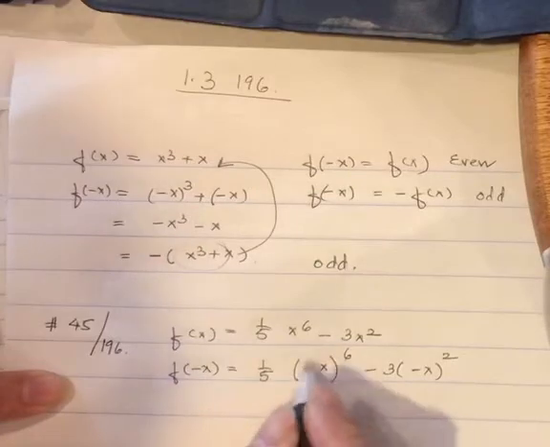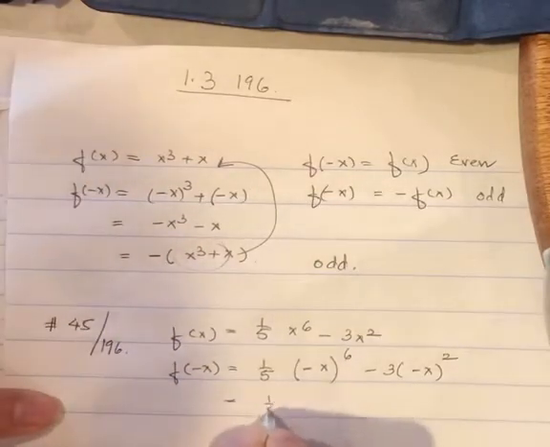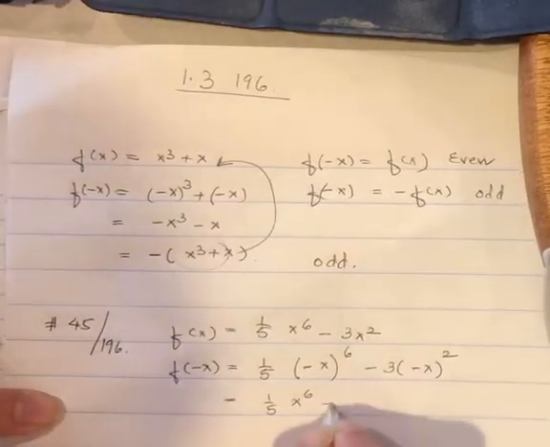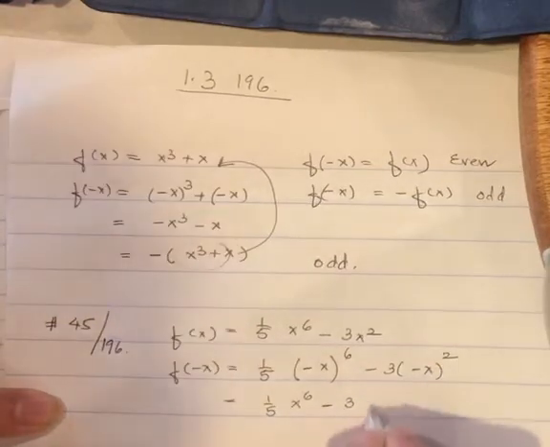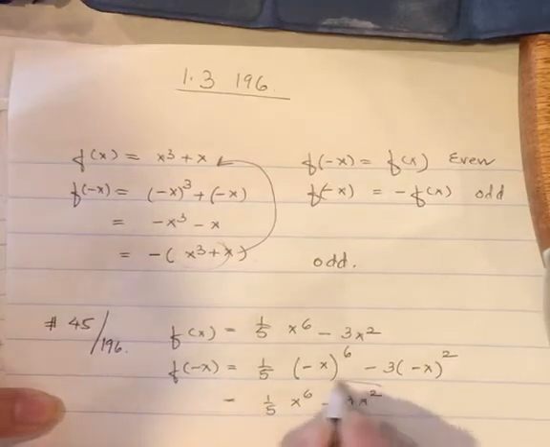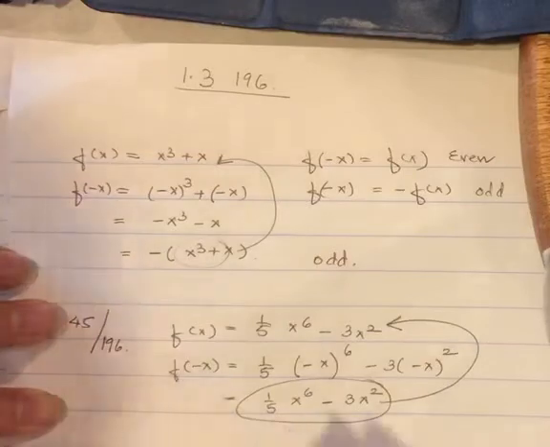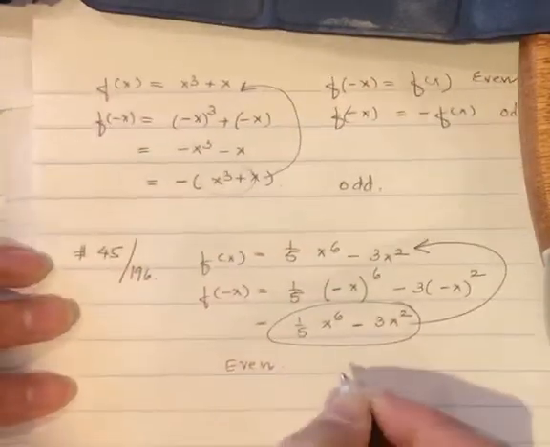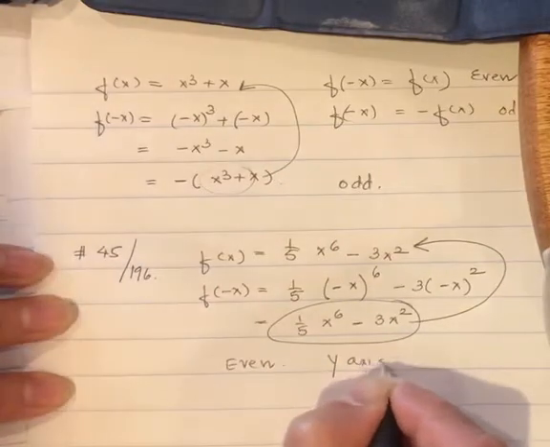Now, an even power of a negative number is always positive. So you end up with x raised to the power of 6, the minus sign stays, 3 and negative, again this is an even power, which becomes x squared. Now you see that this equation is the same as your original equation. Therefore, we say that this function is an even function and it is symmetrical with respect to the y-axis.